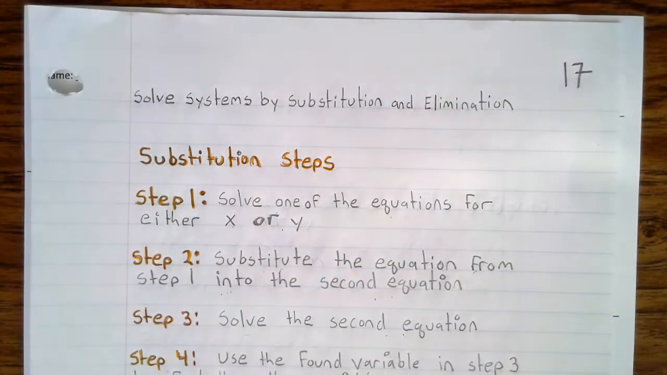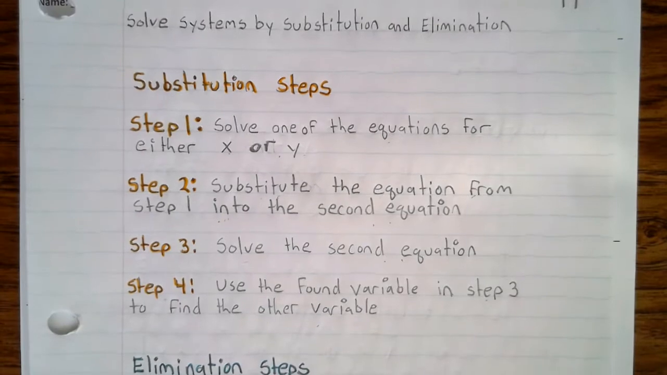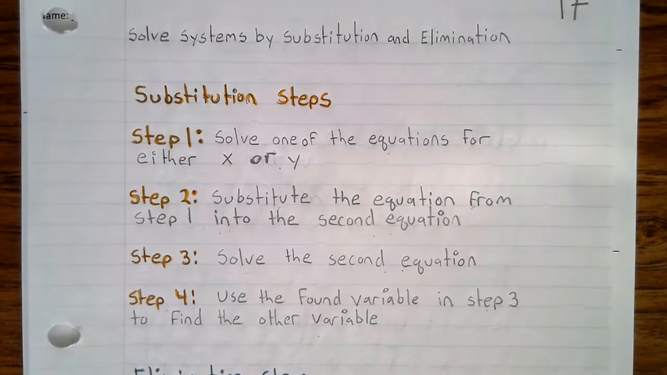Solve systems by substitution and elimination on page 17. Substitution steps. Step 1, solve one of the equations for either x or y. Step 2, substitute the equation from step 1 into the second equation. Step 3, solve the second equation. Step 4, use the found variable in step 3 to find the other variable. And if you would, update the substitution steps.